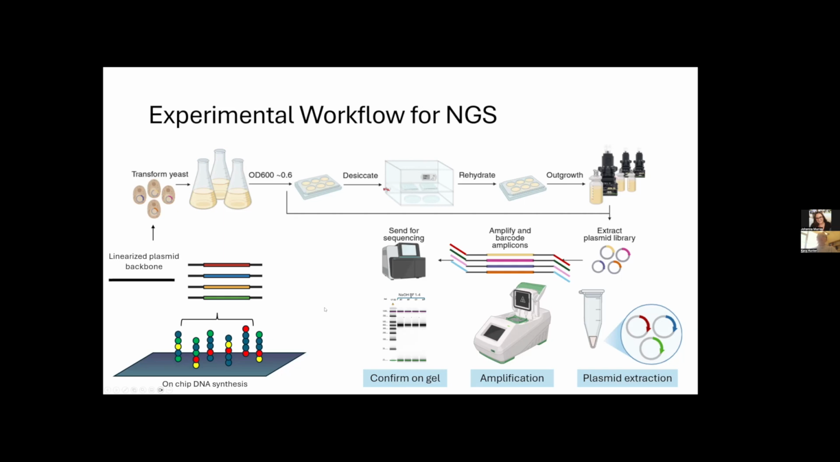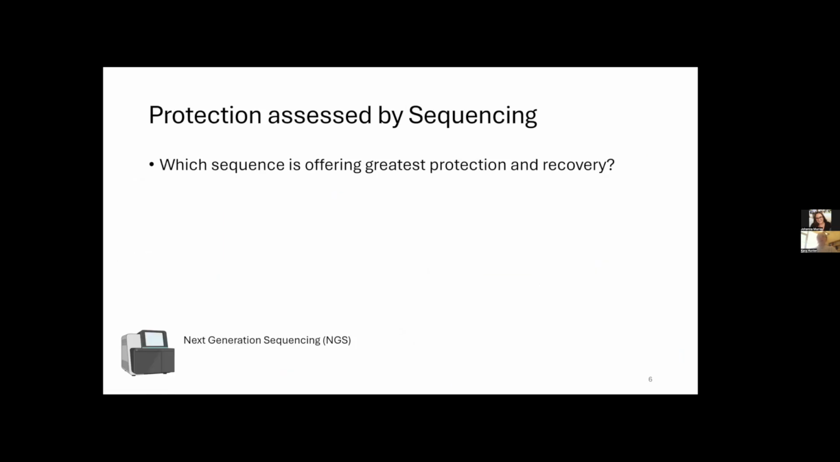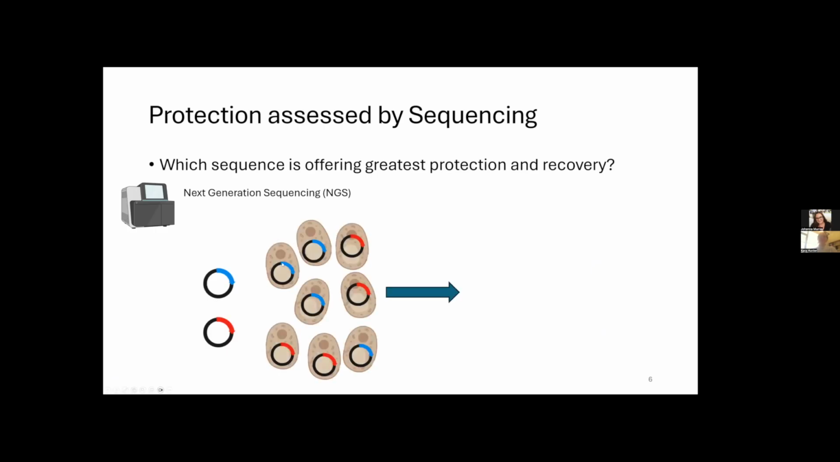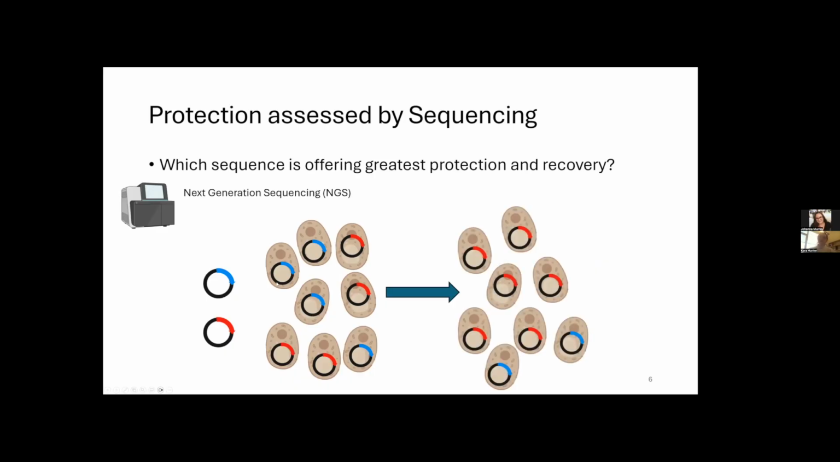So we assess this protection by sequencing. What exact sequence is actually offering this protection and recovery? It's the output of this NGS service. So for example, we have a blue and red protein. The blue protein and the red are both equally abundant before selection. Then after, you see that the red overtakes this and dominates the culture.